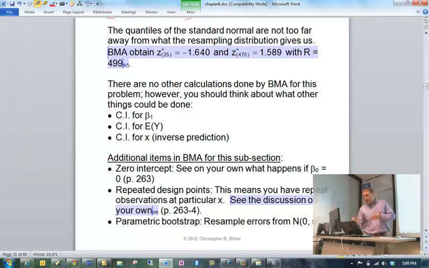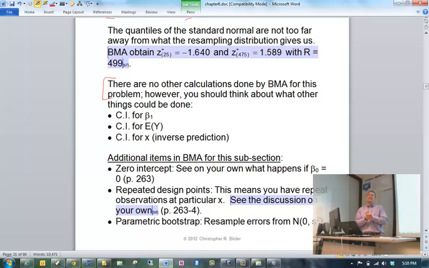Now, I have no other calculations done for this problem, but make sure you figure out how you would find a confidence interval for beta 1 here. I guess we have a few minutes so we can talk about it. How would you do that? What would you do next now that we have this stuff from the boot function?